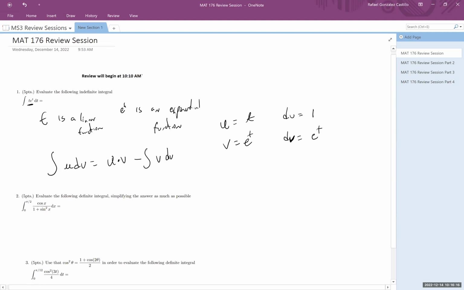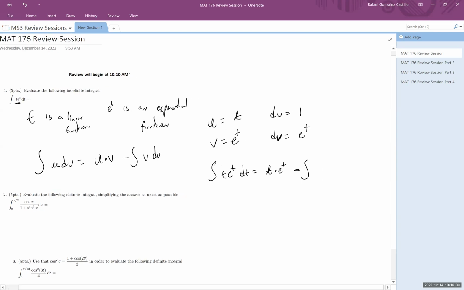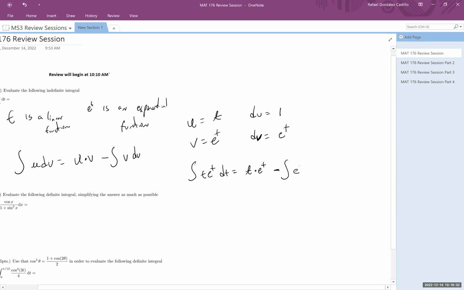Now, let's put this together. So we have the integral of t e to the t dt is equal to, by integration by parts, u times v, so u is t, times e to the t, minus the integral of v du, but we just said that v is e to the t, and du is 1 dt. So e to the t times 1 is just e to the t. And now we have that this is equal to t e to the t minus the integral of e to the t dt. We have a second integral here.